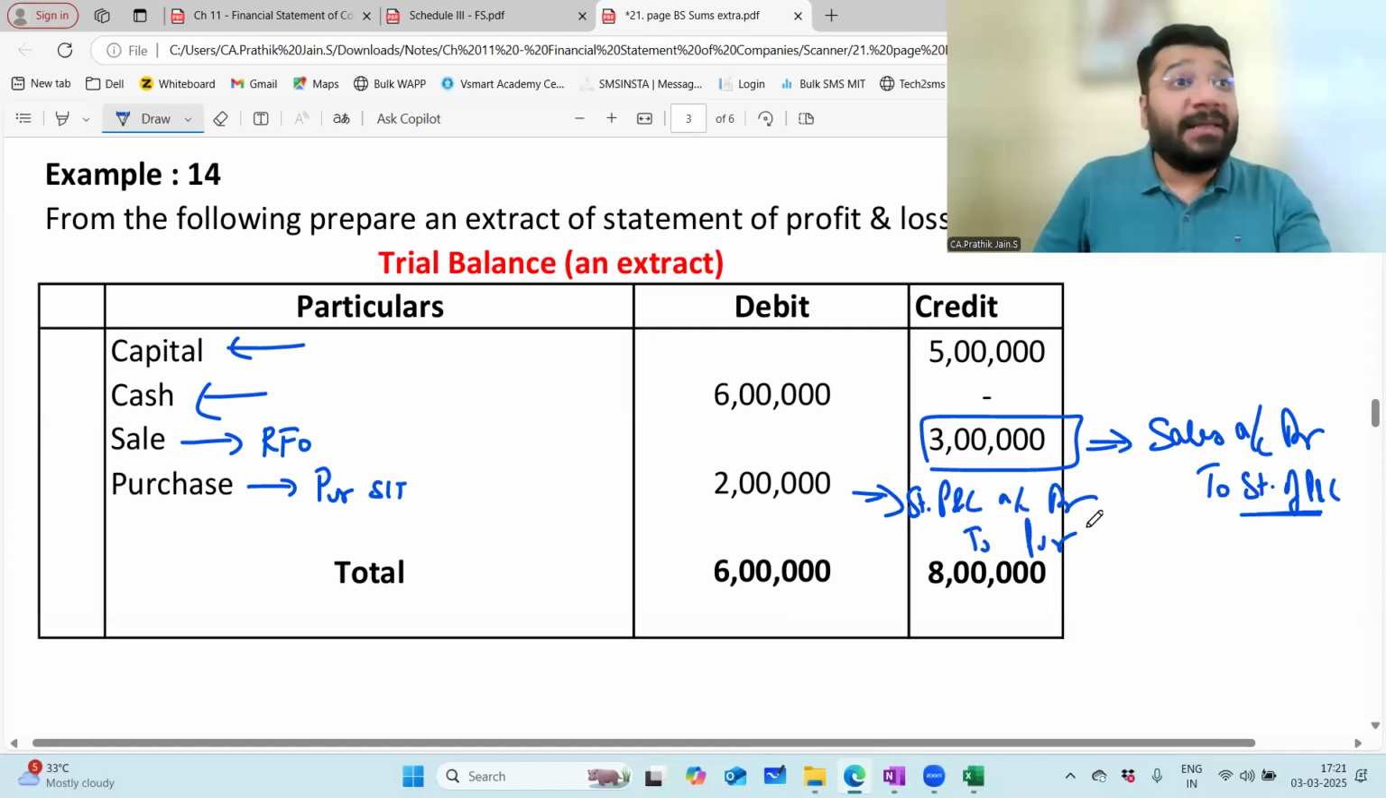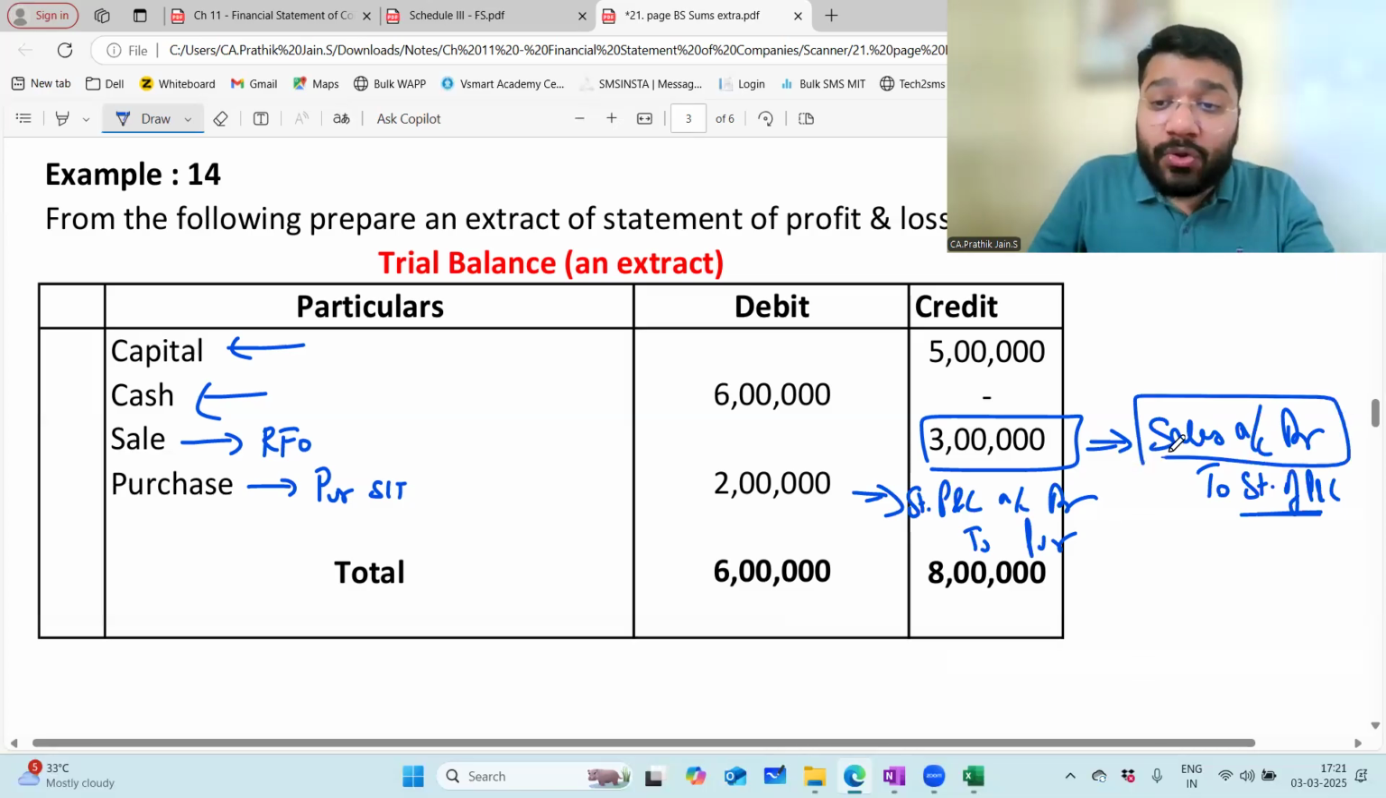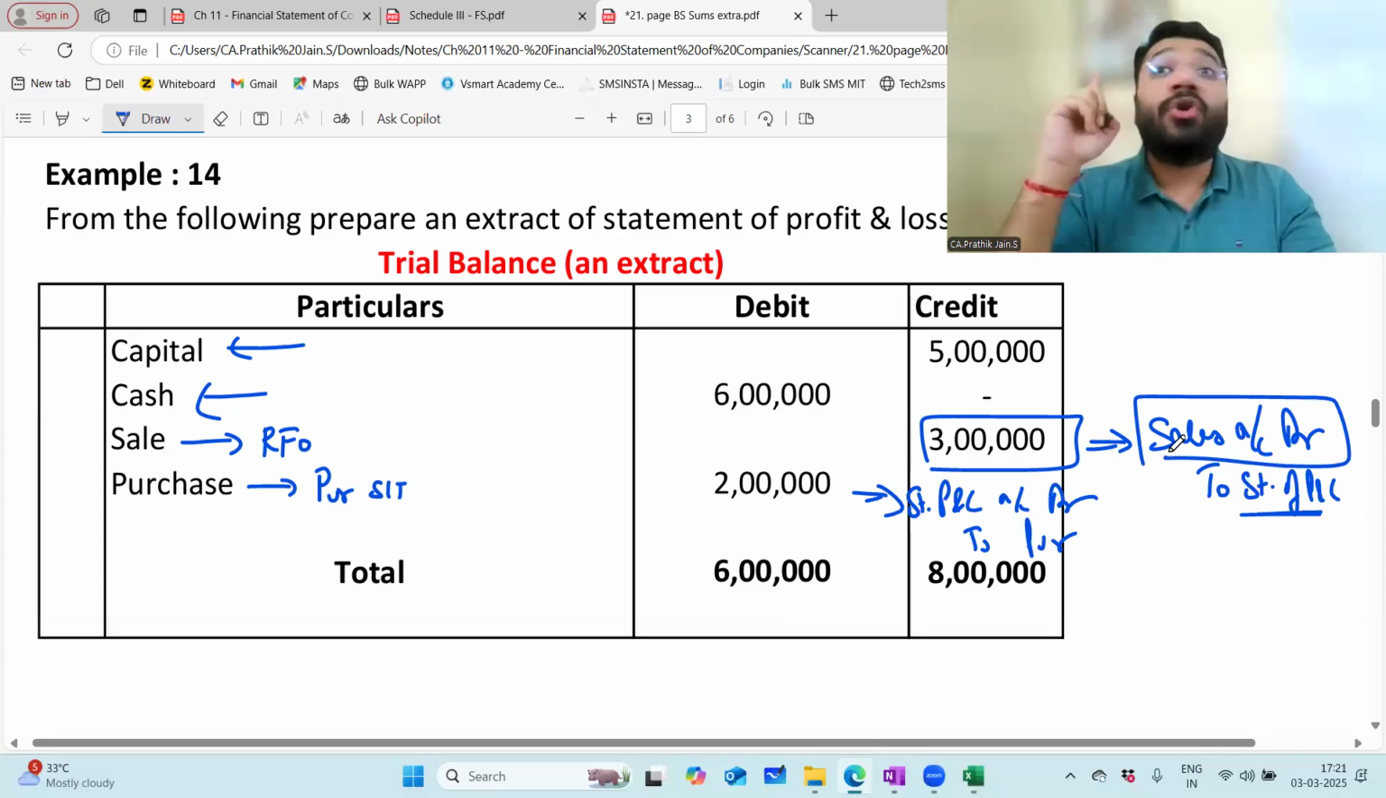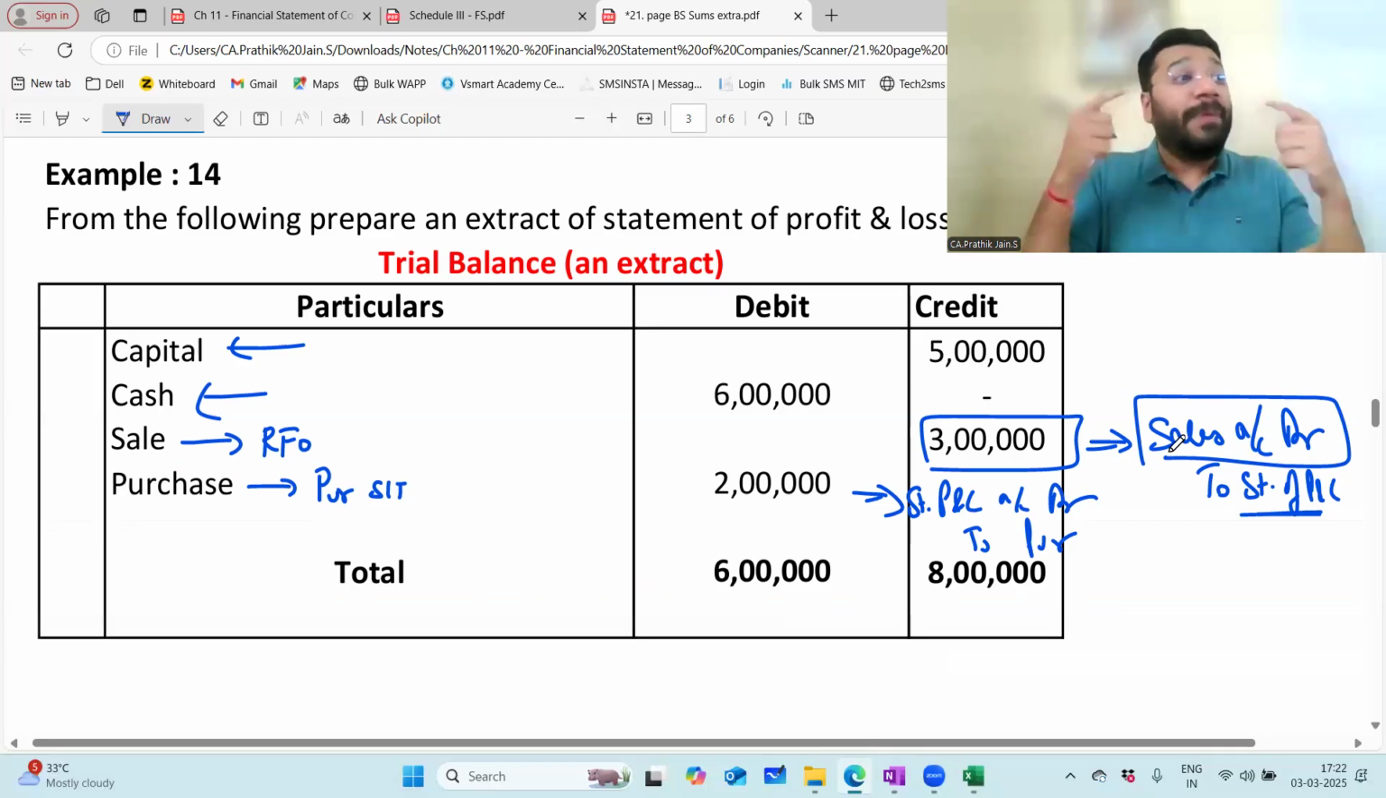Very good. By that virtue, what happens? The sale account which is open gets closed. All the nominal accounts at the end of the year have to be closed. If you don't close it, if that ledger has a balance, then what will happen? That will have an opening balance.